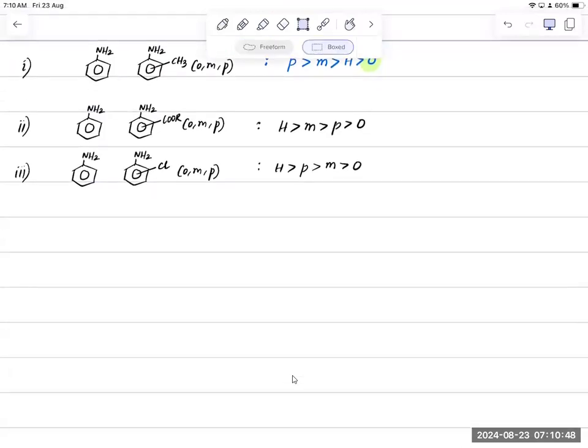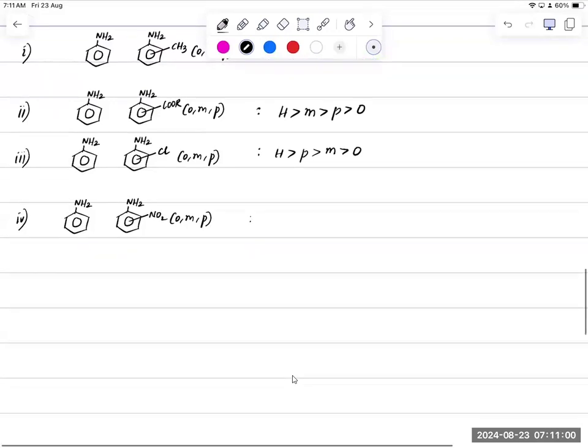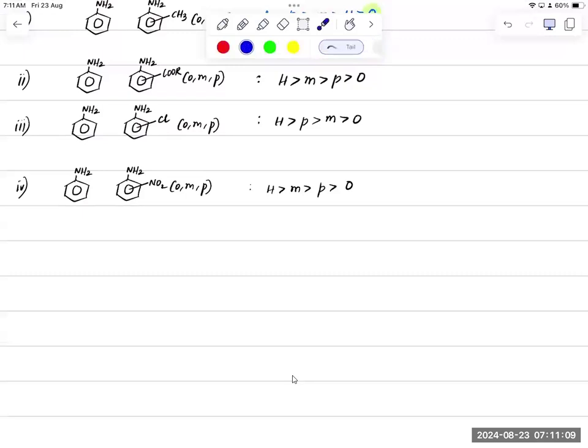Okay, next. I can apply the same logic to NO2, and we have discussed this NO2 case already. So here we can say hydrogen is greater than meta, greater than para, greater than ortho. Now, if you recall, here the reason is the ortho effect as well as hydrogen bonding. So intramolecular hydrogen bonding contributes to the ortho effect.